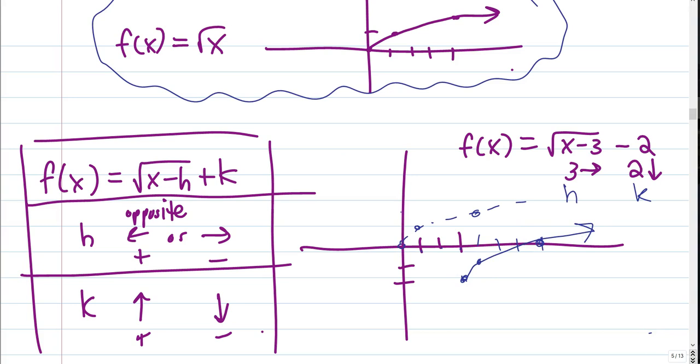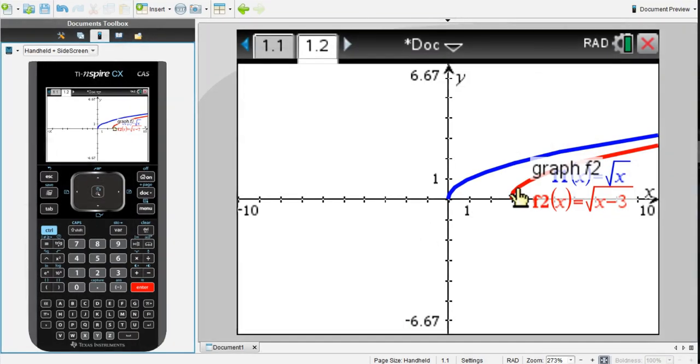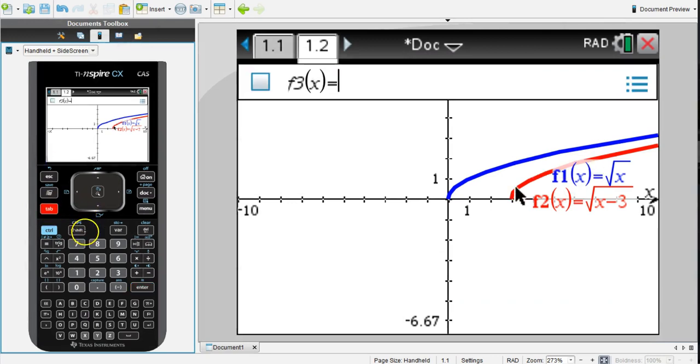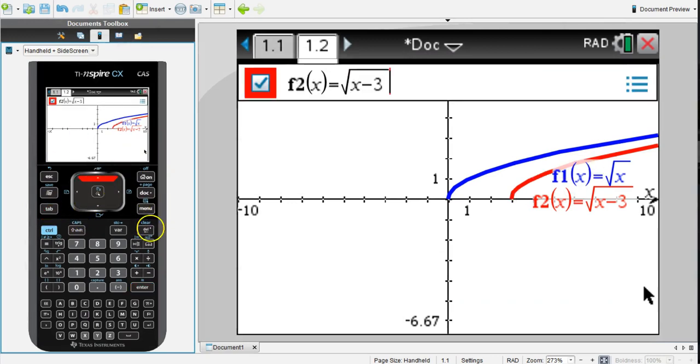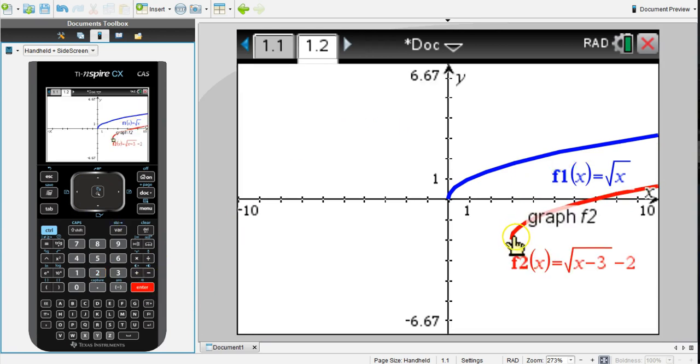I don't have to do this. I can keep plotting points until I end up with this shape, but if you can get the idea of shifting, it makes this a lot easier. So the square root of x minus 3 minus 2 shifts the graph 3 to the right and then 2 down. And that's right what we thought it would do. Okay?